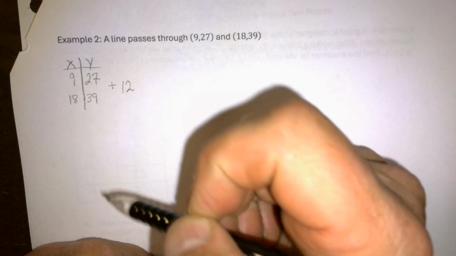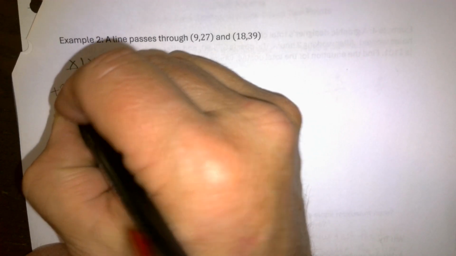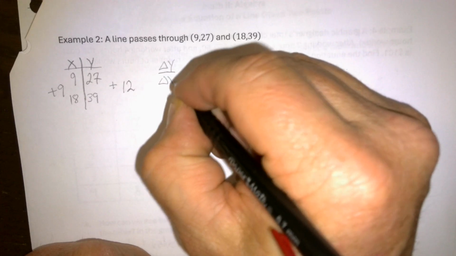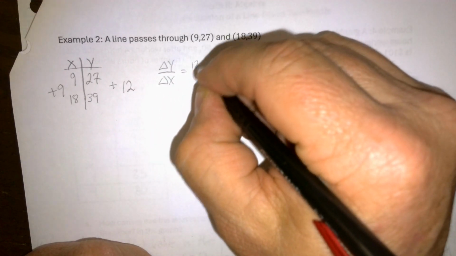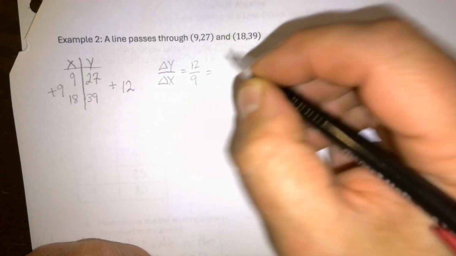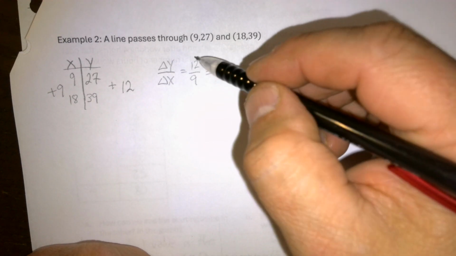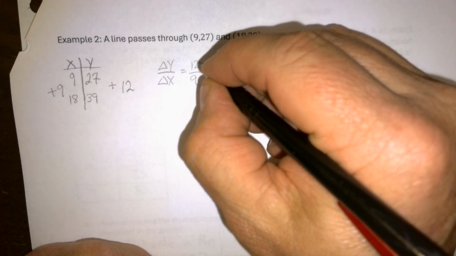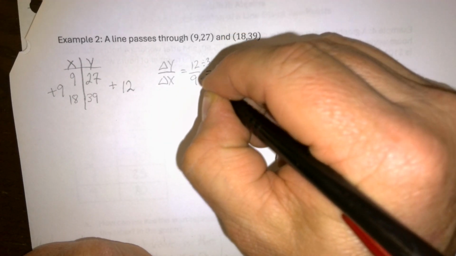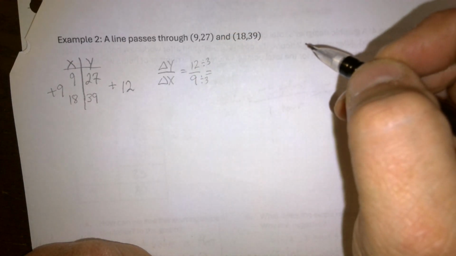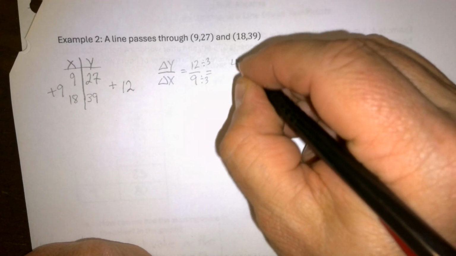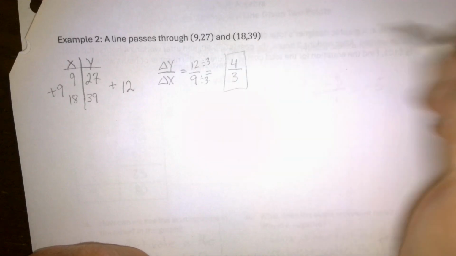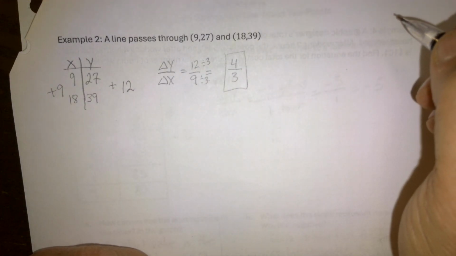What about here, 9 to 18? Well, that's going to be an increase of 9. So I actually do have my change in y over my change in x, which is 12 over 9. Does this simplify? It does. If you put 12/9 in your calculator as a fraction, hit enter, it will simplify it. What is it going to do? It's going to divide the top and bottom by 3, because 3 is a common factor for both. 12 divided by 3 is 4, and 9 divided by 3 is 3. So this is your simplified rate of change, or your slope.